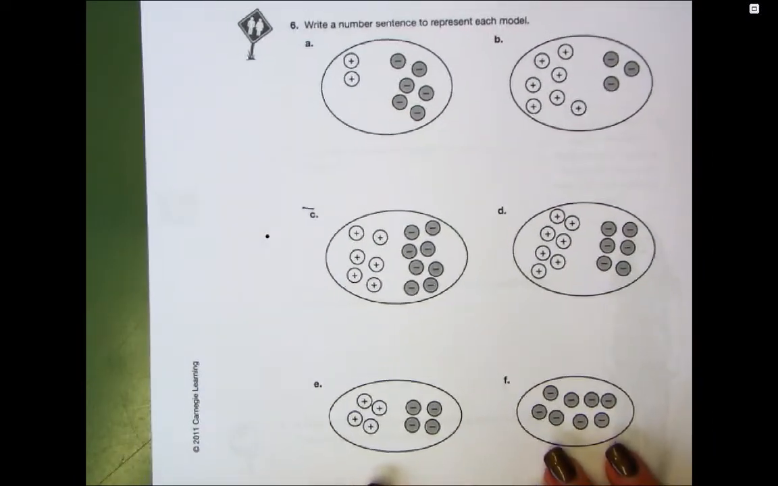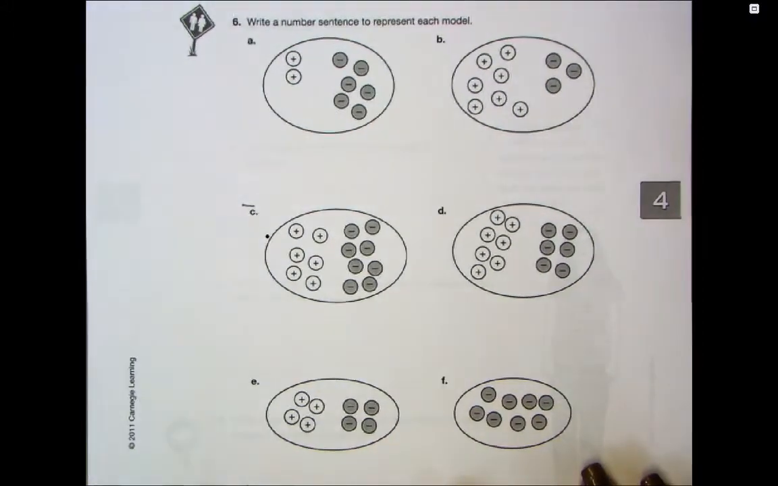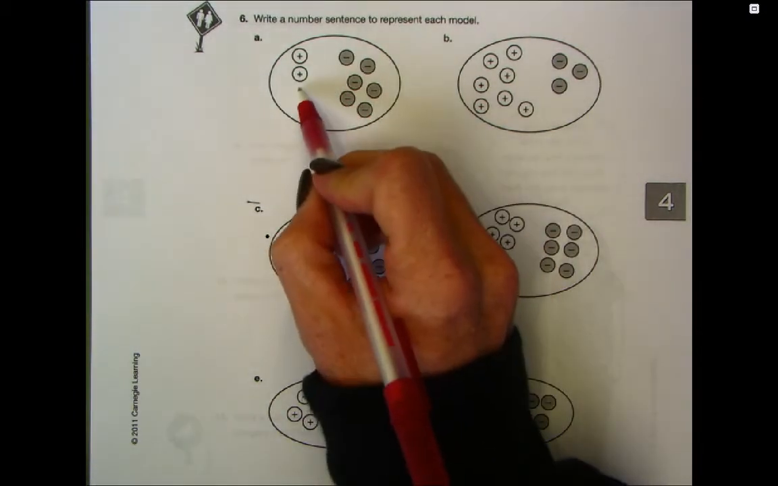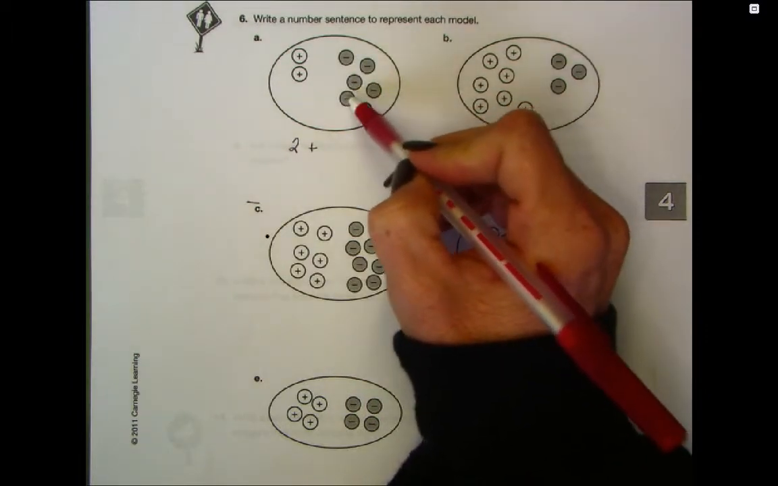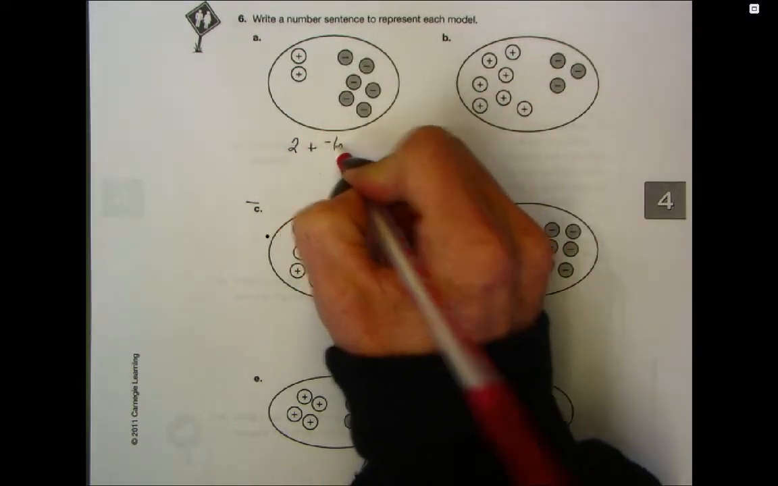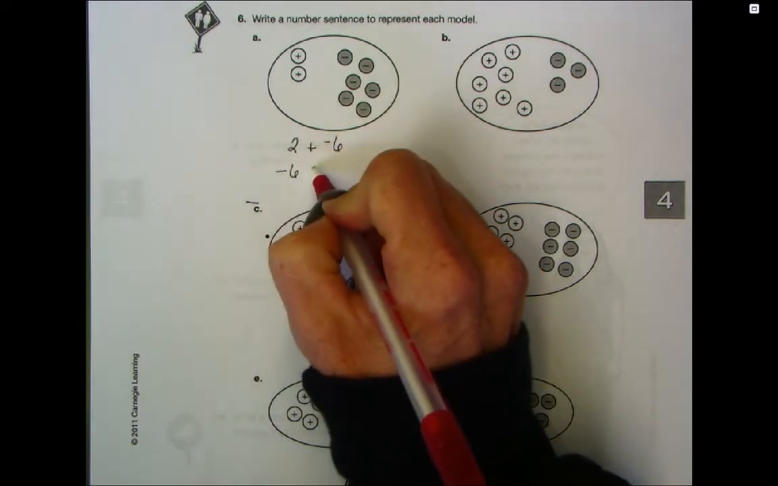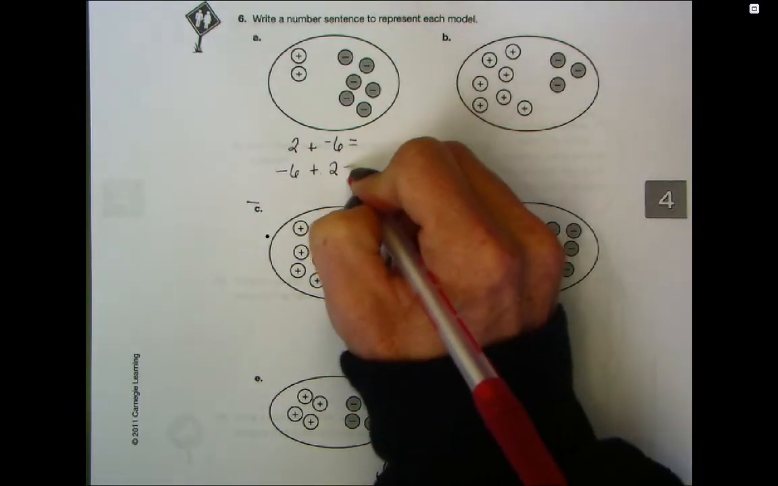We're going to skip 6 since if you're watching the video, you're probably doing this by yourself. We're going to write a number sentence to represent each model. Here, I see 2 positives plus 1, 2, 3, 4, 5, 6 negatives. Or I could have said I saw 6 negatives first plus 2 positives. But now I want to get my solution.